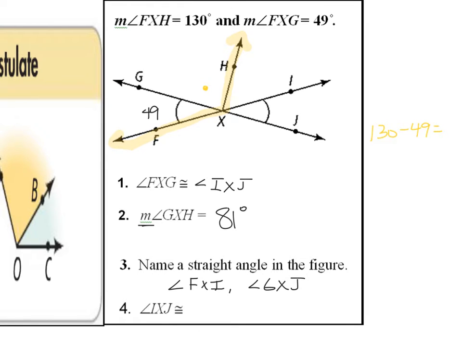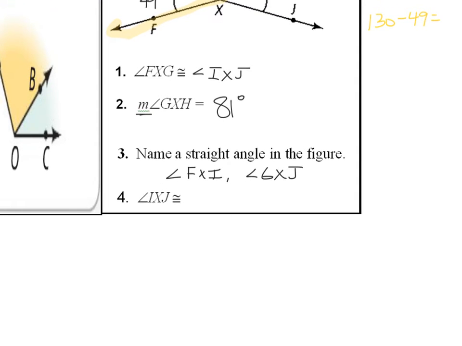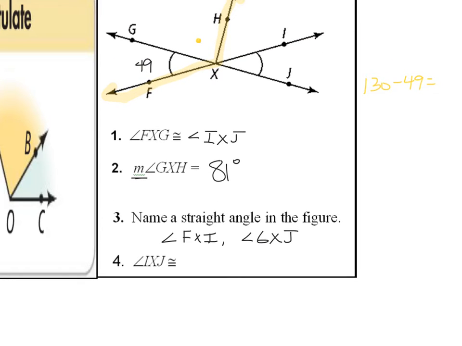Let's take a look at number 4. It says angle IXJ is congruent to what other angle? IXJ has the single angle marking, so I want to name an angle congruent to that. I would name this angle GXF, or I could name it angle FXG. So you should be able to complete the examples down below on this first page.